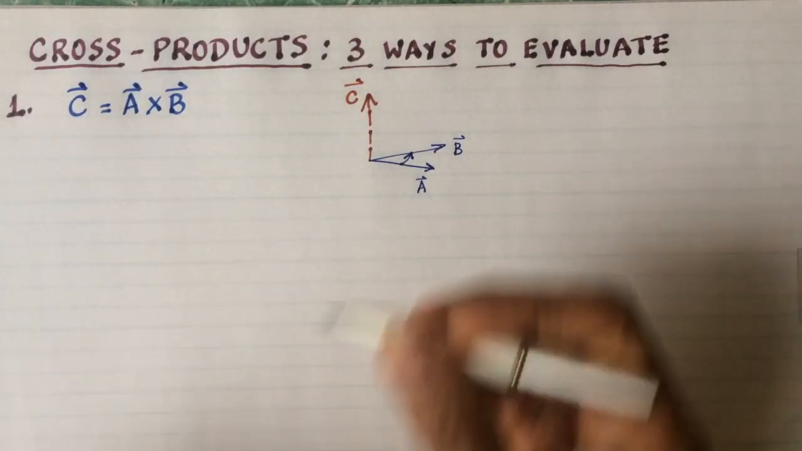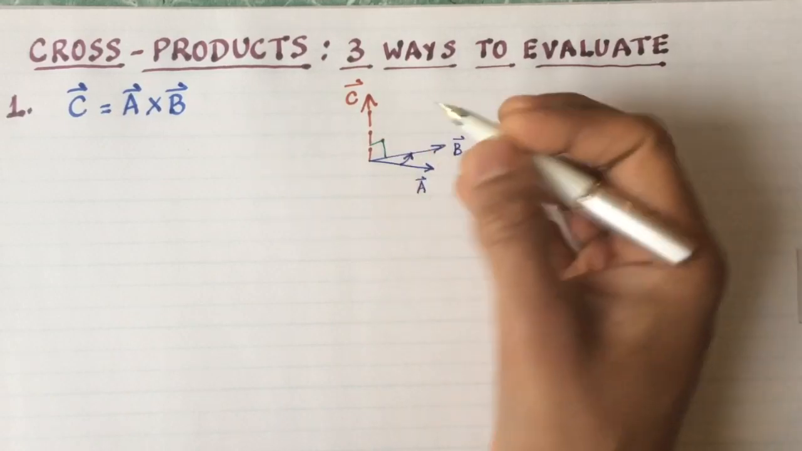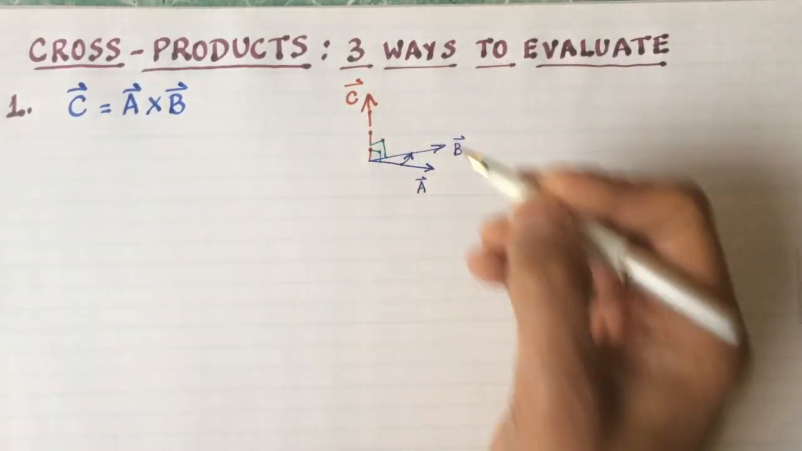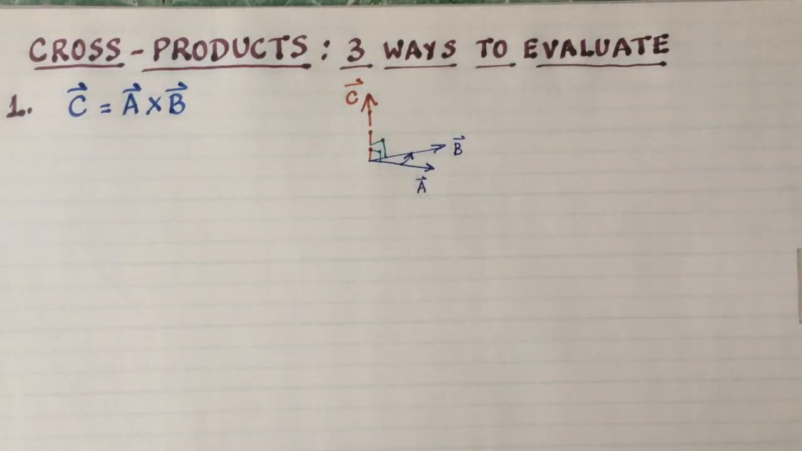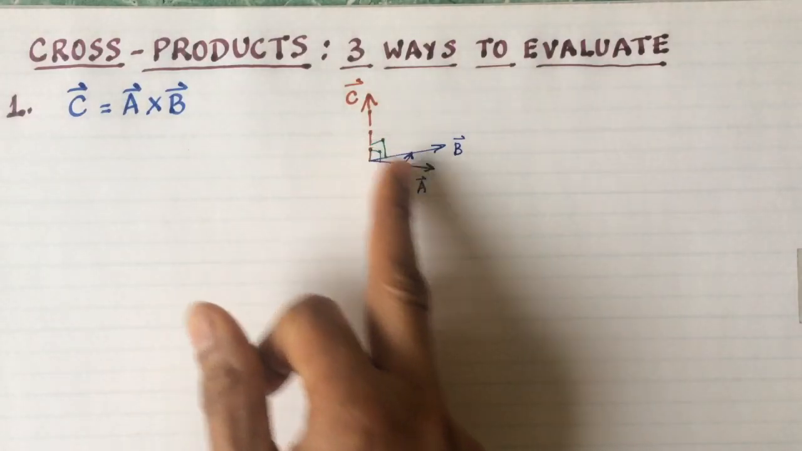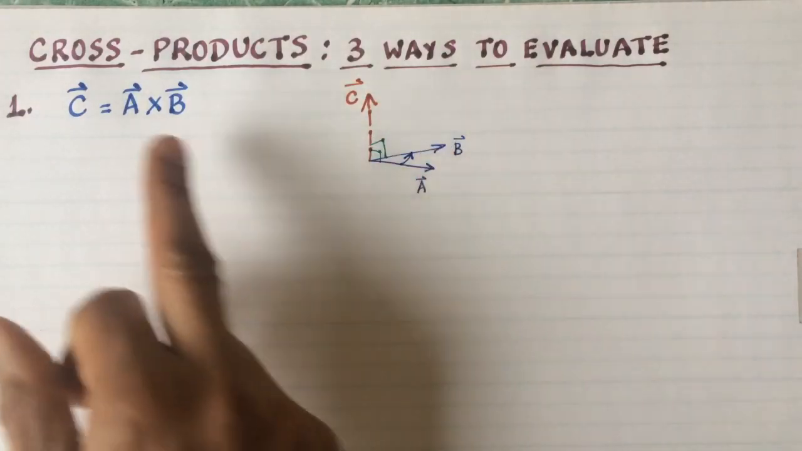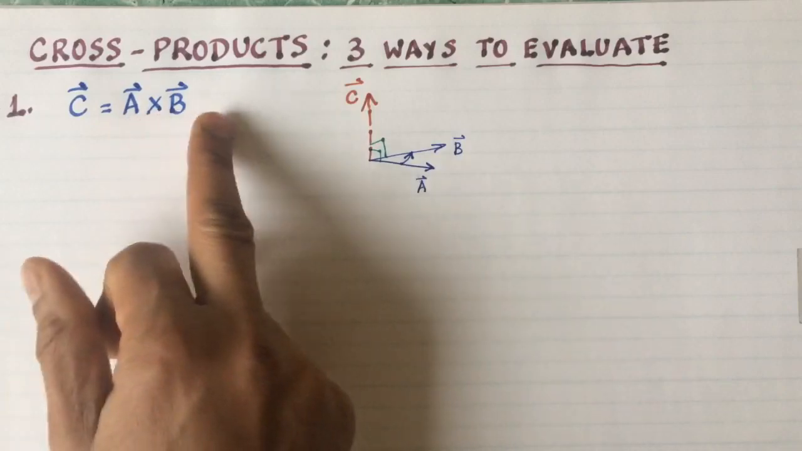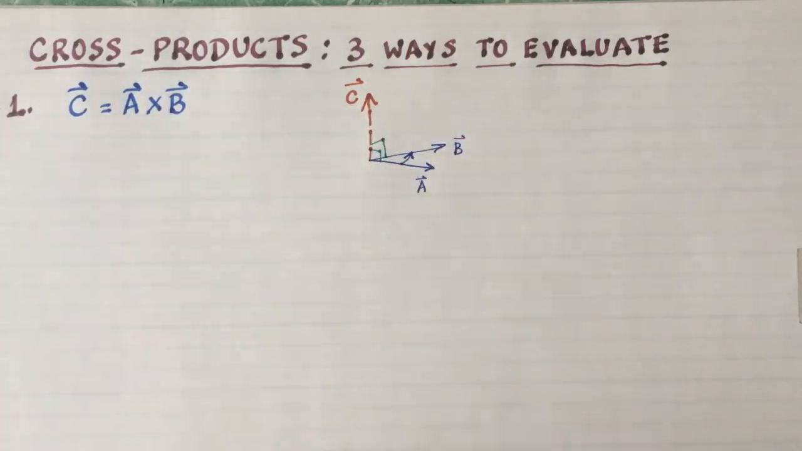this angle here would be 90 degrees, and that angle would also be 90 degrees. So the cross product has the property that it's perpendicular to both the vectors that make up its constituents. So C is perpendicular to both A and B.